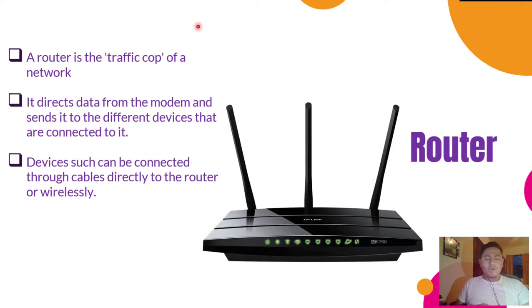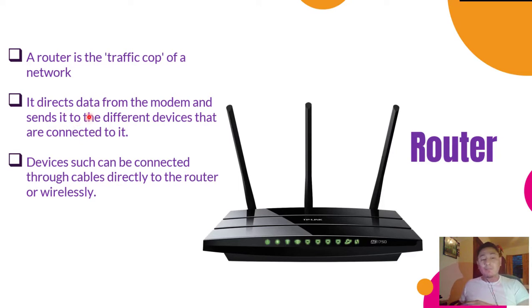Now, router. A router is known as the traffic cop of a network. It's called a traffic cop because it directs data from the modem, as I mentioned previously, and sends it to different devices that are connected to it. Okay, so the function of the router, let me tell you this.